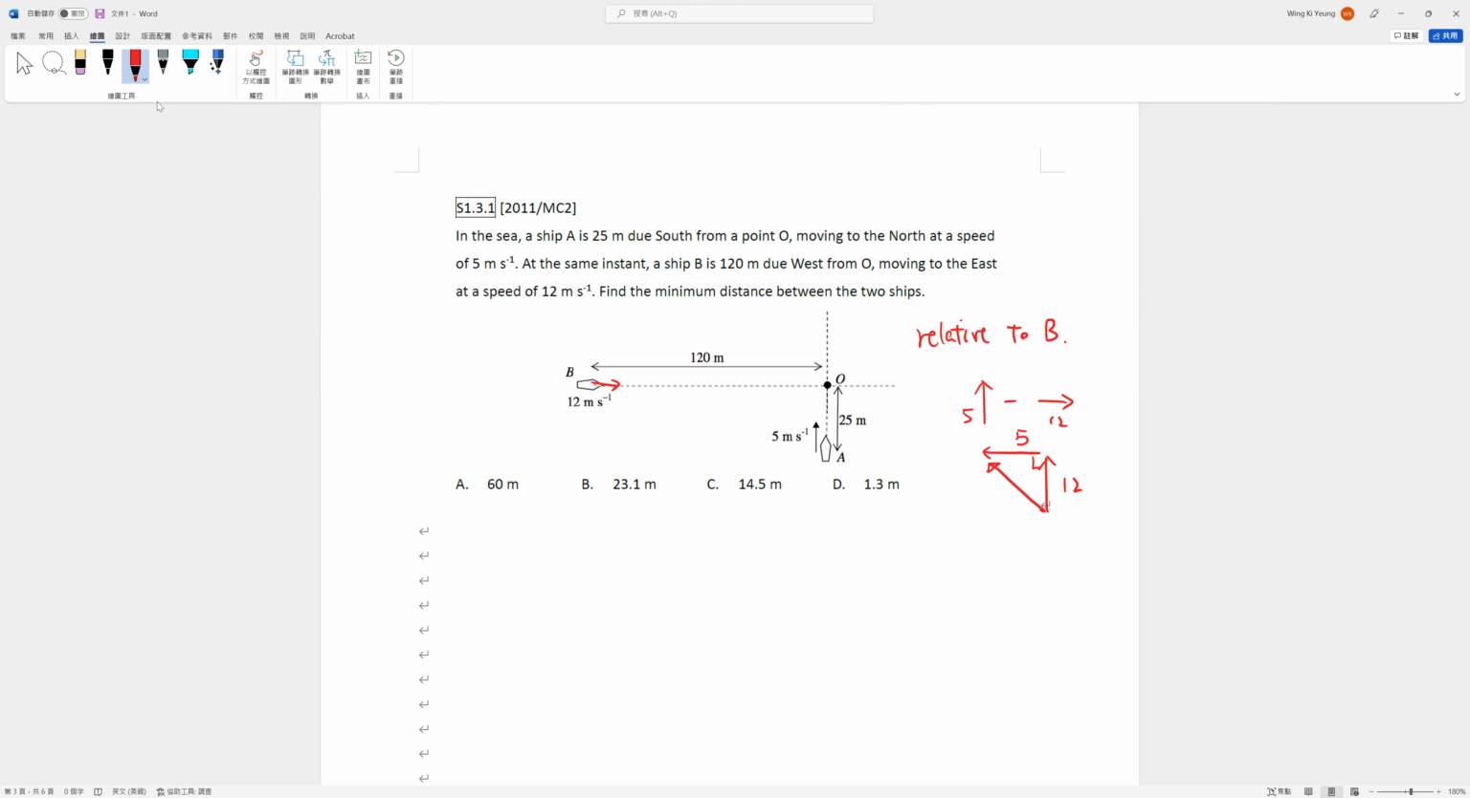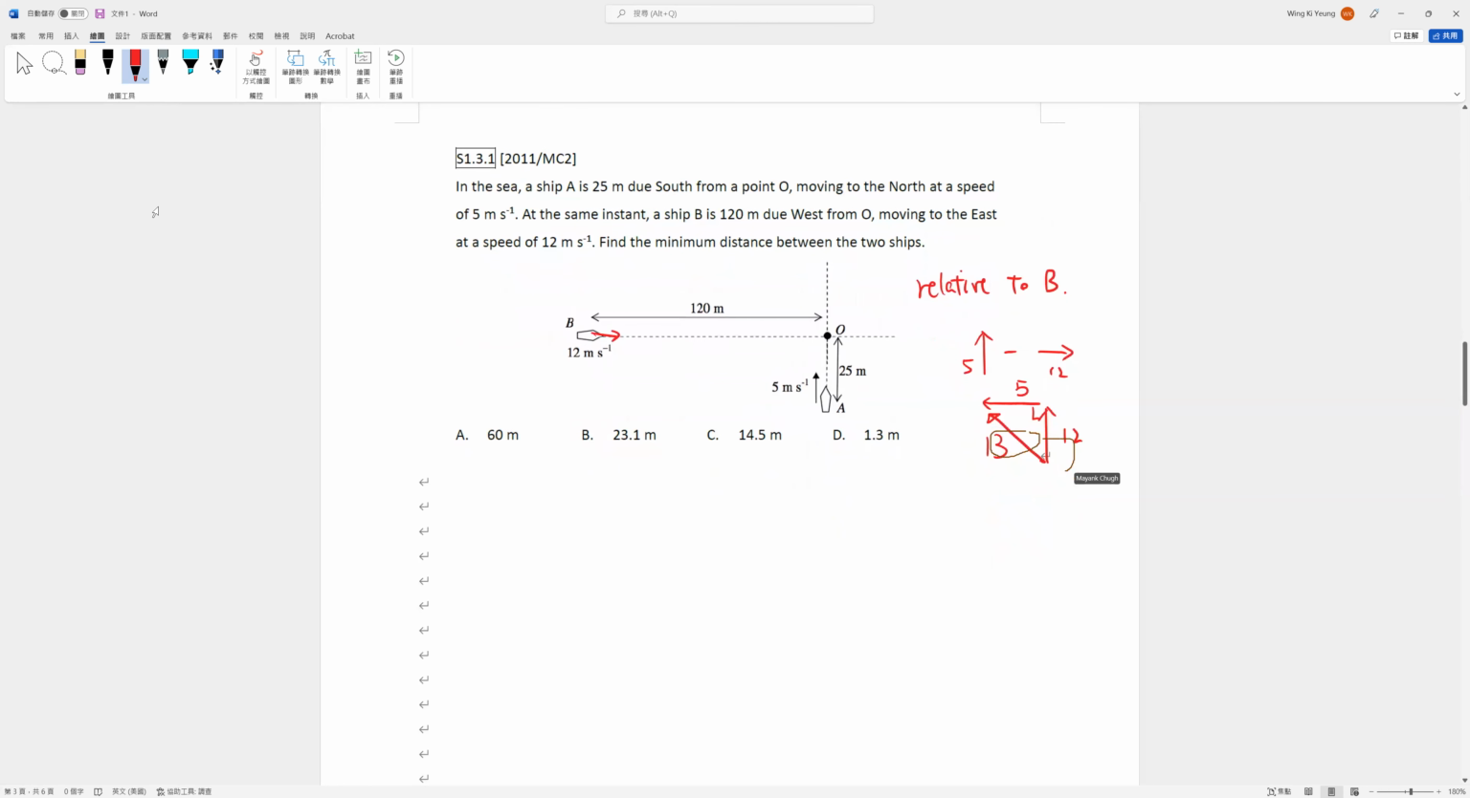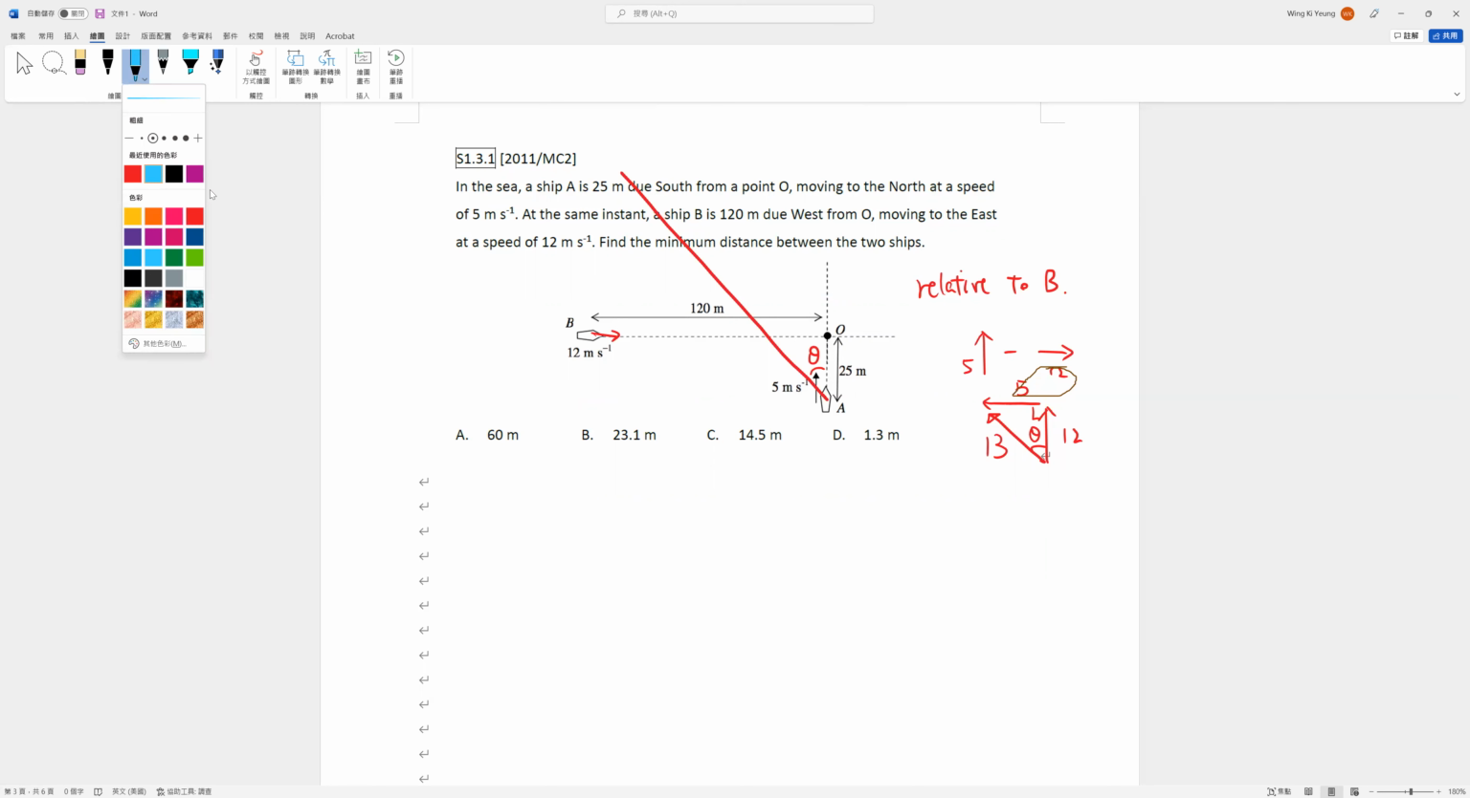I hope you can recognize this is a common right angle triangle. Sorry, I think I muted the mic. Can anyone speak? Didn't mute. Okay, here now. So this is a right angle triangle with the hypotenuse 13. Let this angle be theta. That means ship A is moving along this straight line. And then you're going to find the shortest distance. So the shortest distance should be this one.